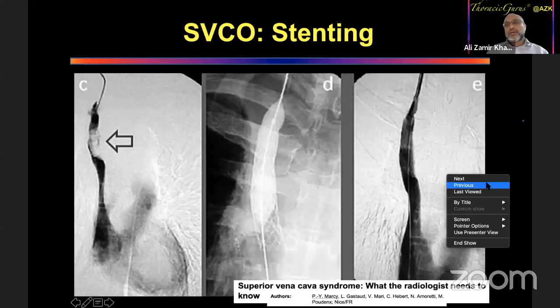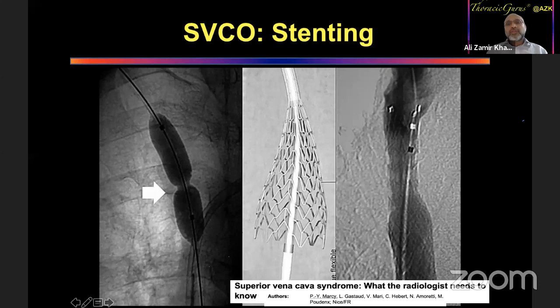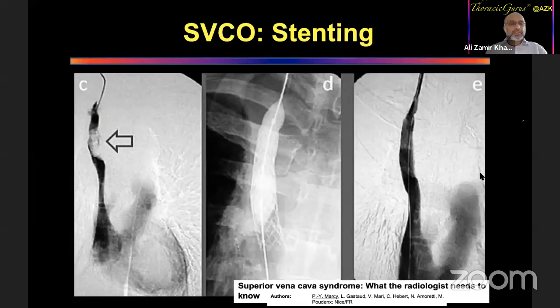Of course, it depends on the type of the obstruction. So if you are dealing with a soft tumor, it might open up more easily than when you're dealing with mediastinal fibrosis. Mediastinal fibrosis is really, really difficult to open up with the stent. So it completely depends upon what is the pathology of the obstruction.